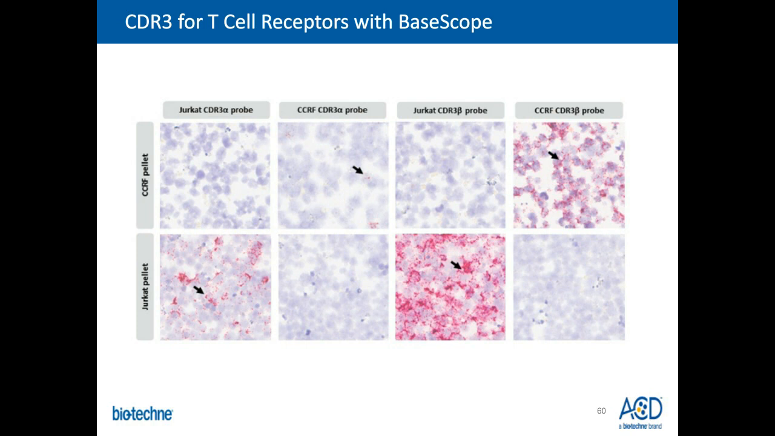And based on which probes we are using, we can see that positive signal can only be visualized when we use the Dikshit probe in the Dikshit pellet or when we use the CCRF probe in the CCRF pellet, just highlighting the specificity of our BaseScope probes in identifying the CDR3 regions. And a great example of how this was utilized was here.